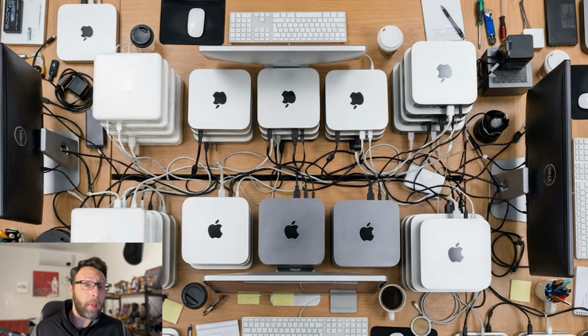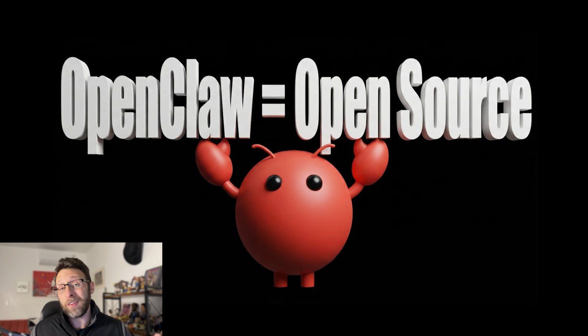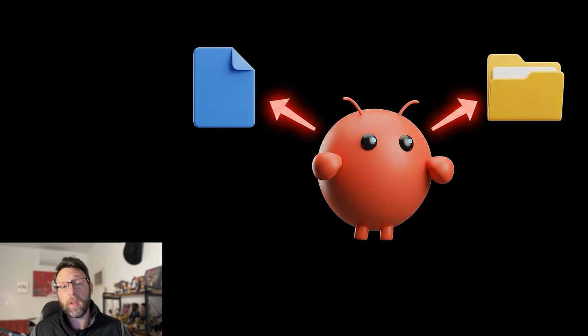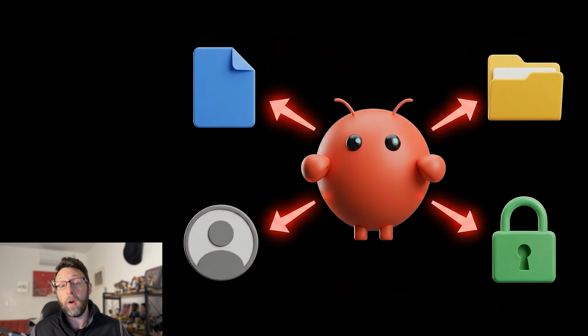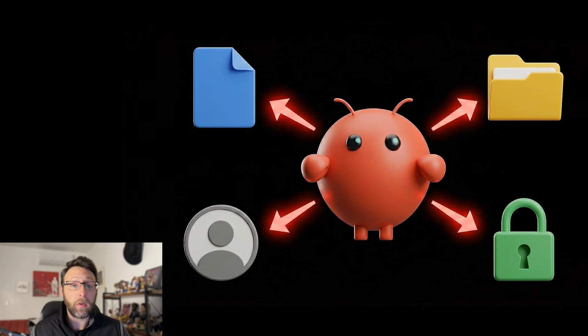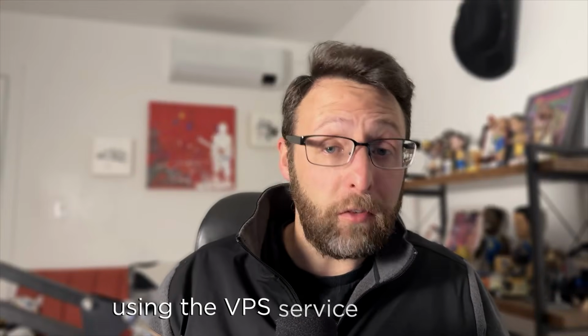So the reason people are buying Mac Minis is because OpenClaw is an open source project, which means that when you deploy it, it has access to not only all of the files and folders on your computer, but all of your usernames and passwords and stored information as well. Good news is we can basically do the exact same thing, but way more safely and securely using the VPS service Hostinger, which only has access to the information that you give it.